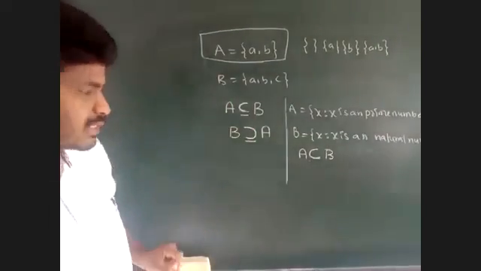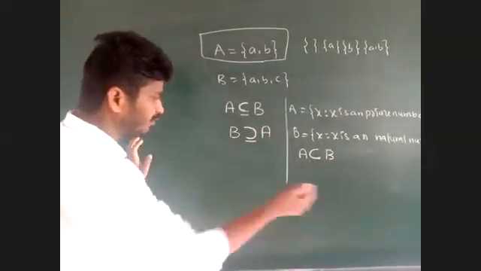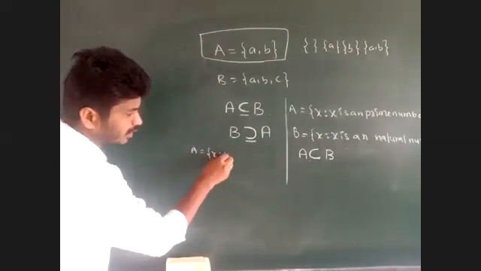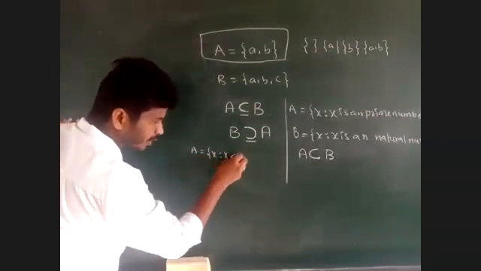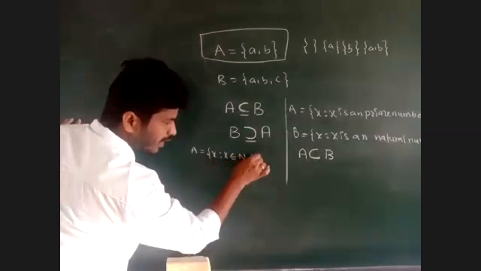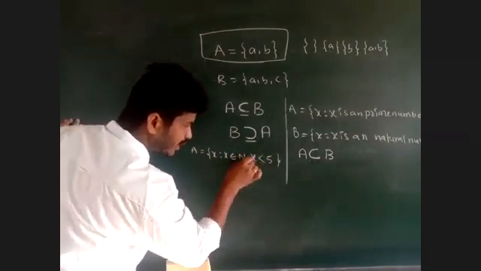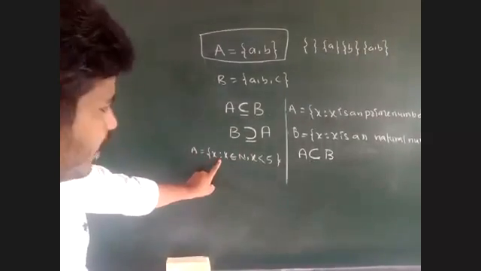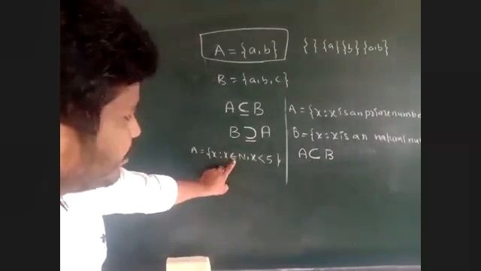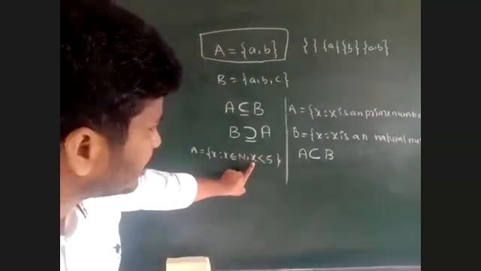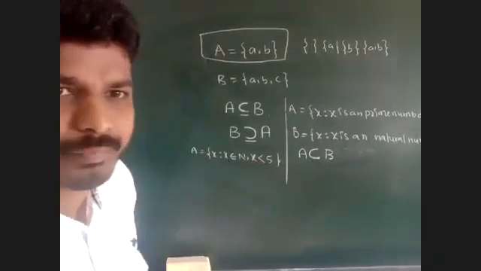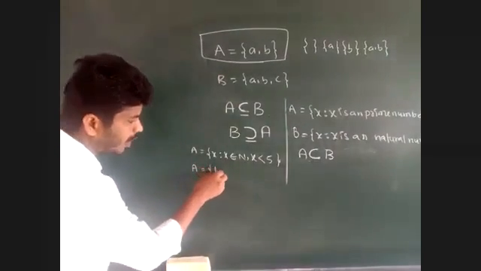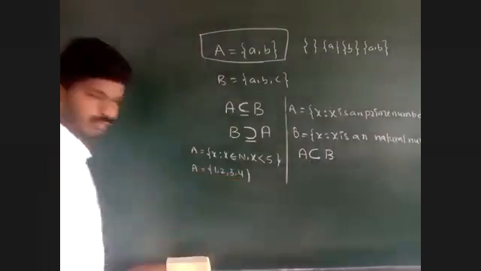In our mathematics also, we have some conditions, right? For example, set A equal to {x such that x is less than 5, x belongs to natural numbers}. What is the meaning of this statement? Natural numbers less than 5. Then tell me the natural numbers less than 5. 1, 2, 3, 4.